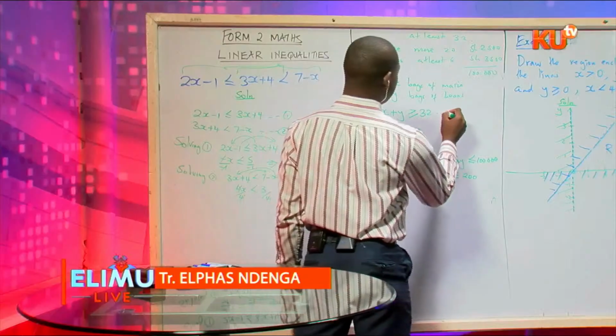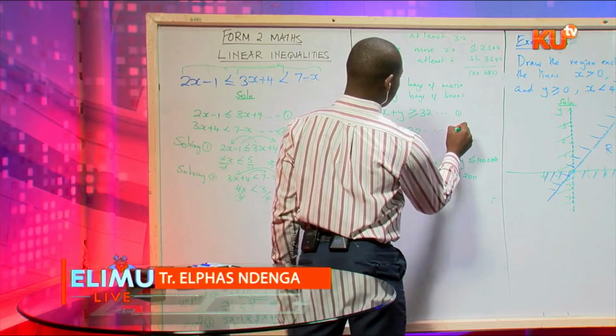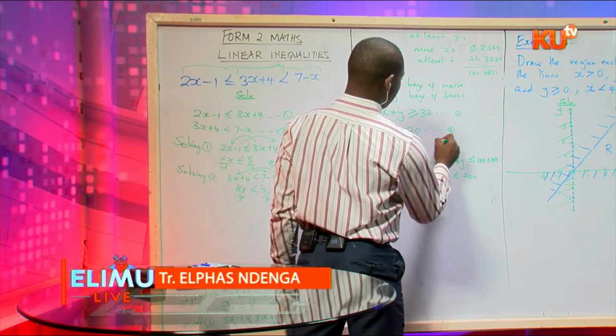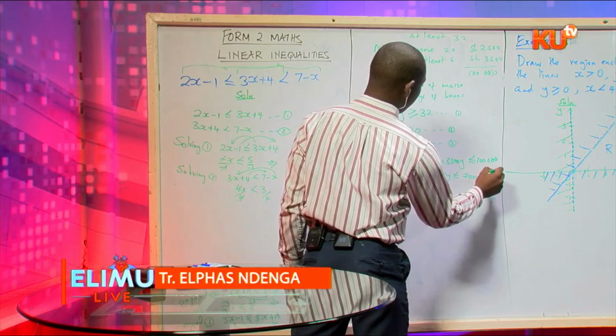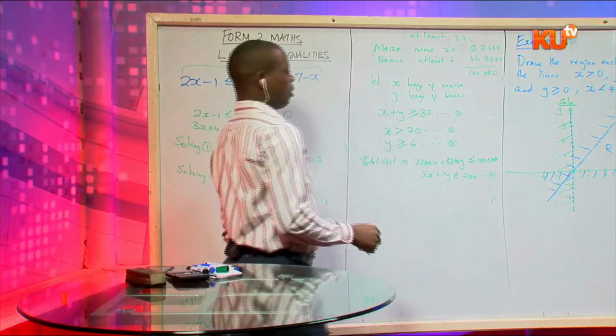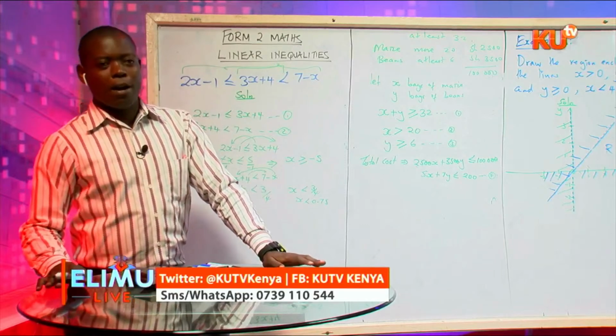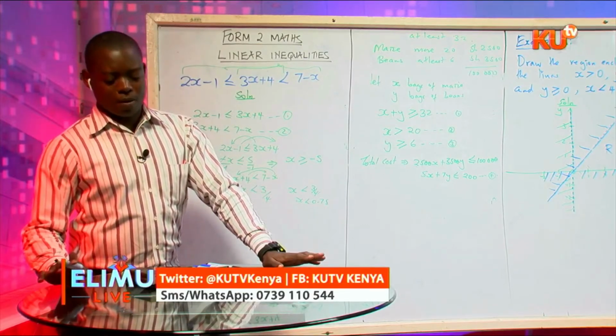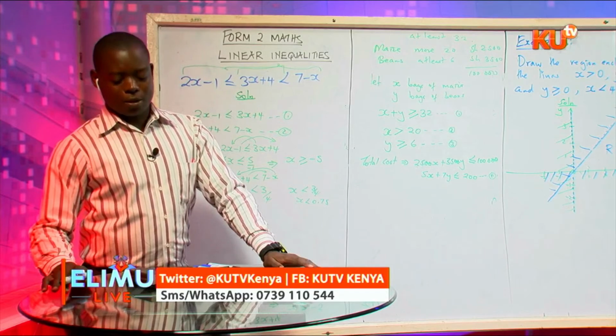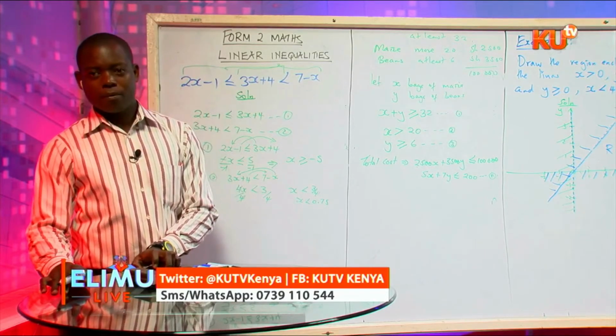So these are the four inequalities. The first one, the second one, the third inequality, and the fourth inequality. And that question was 4 marks. So for each of the inequality, you score 1 mark. Next question.